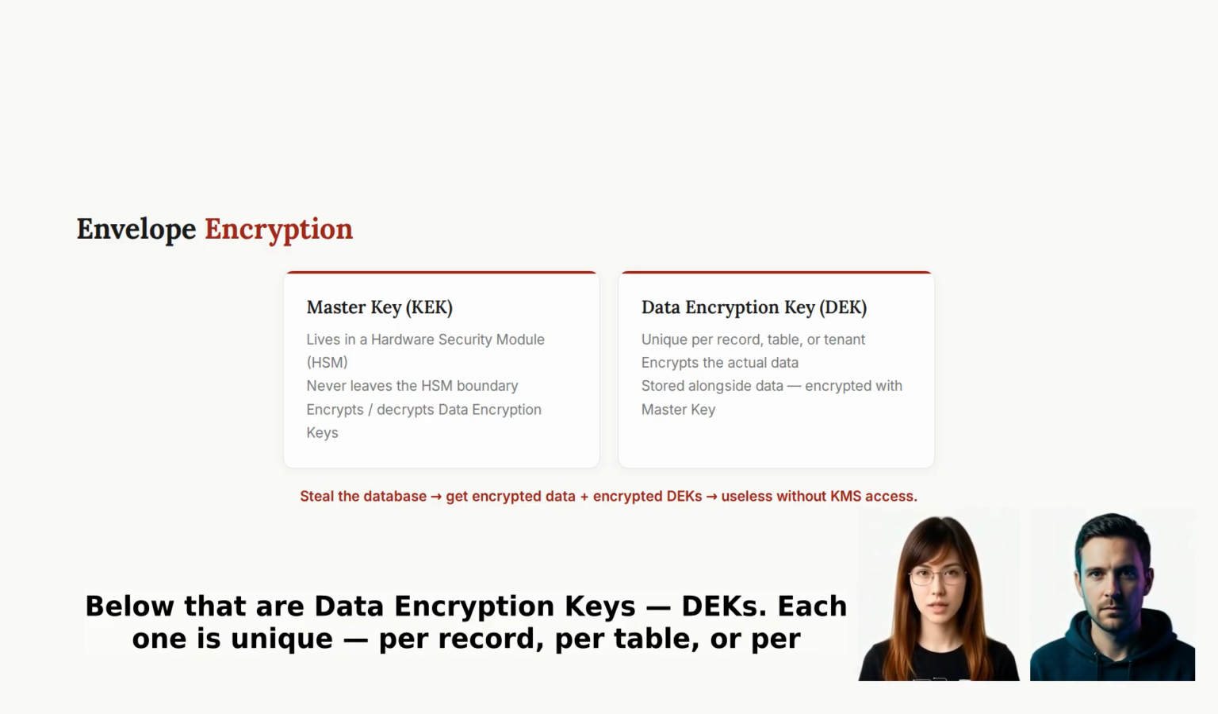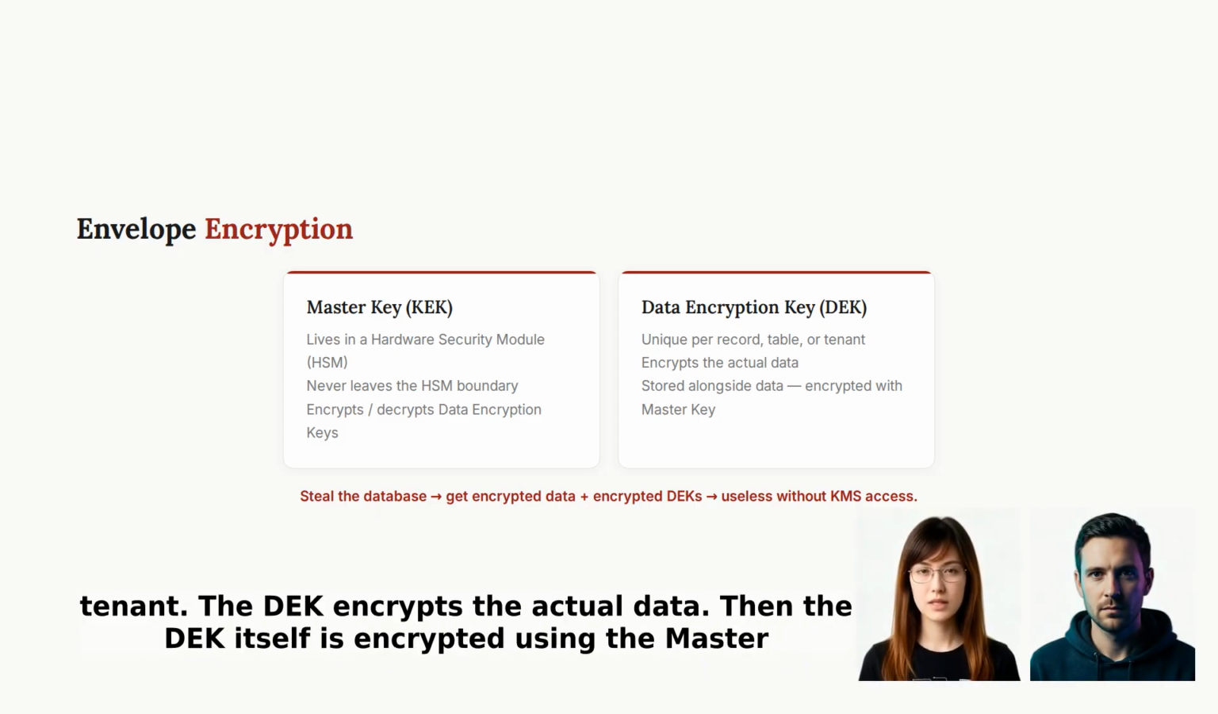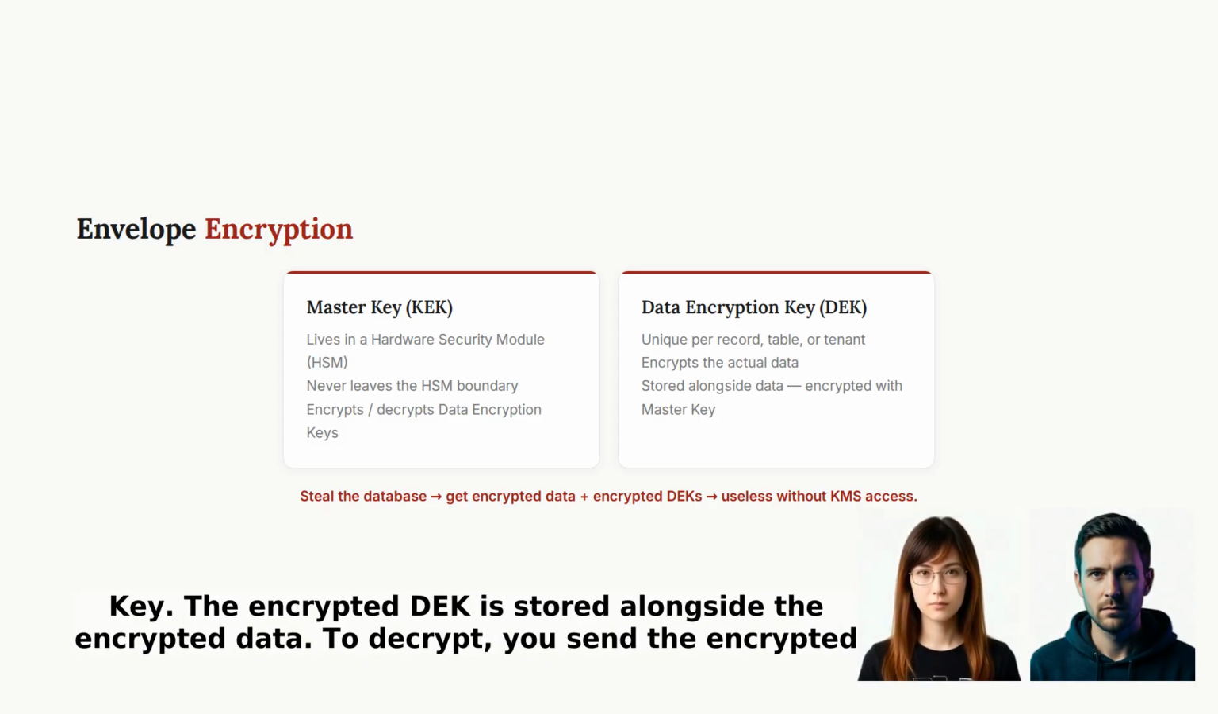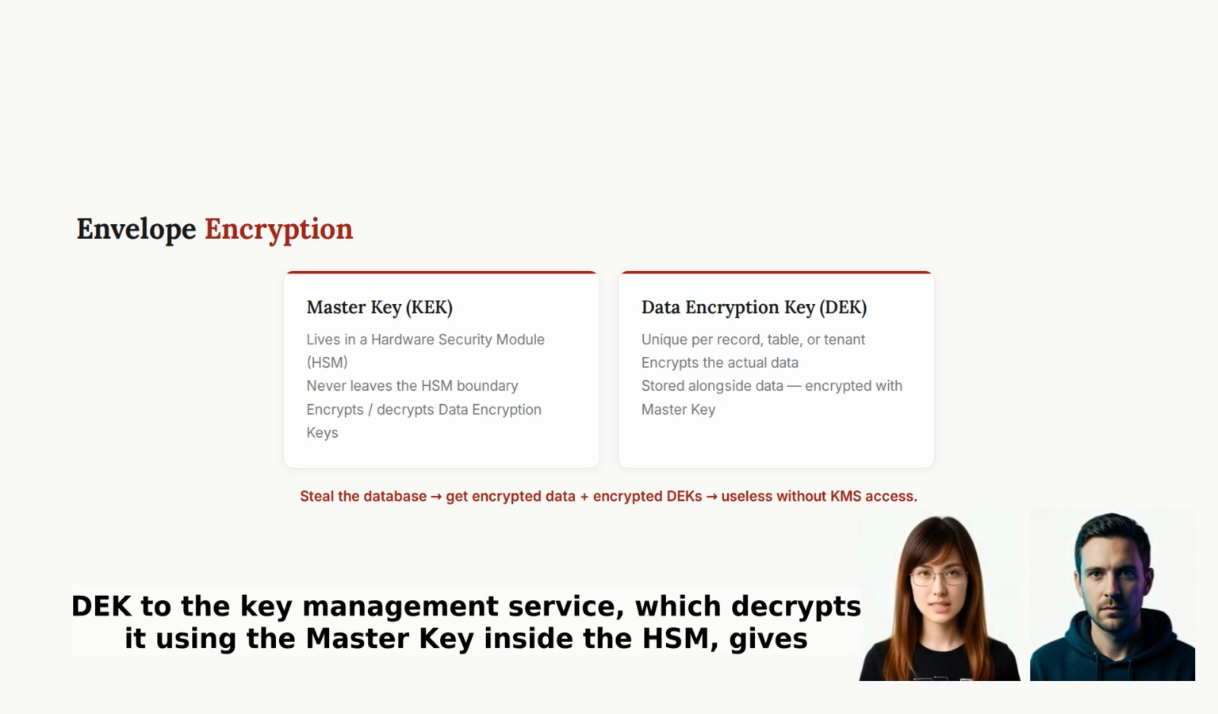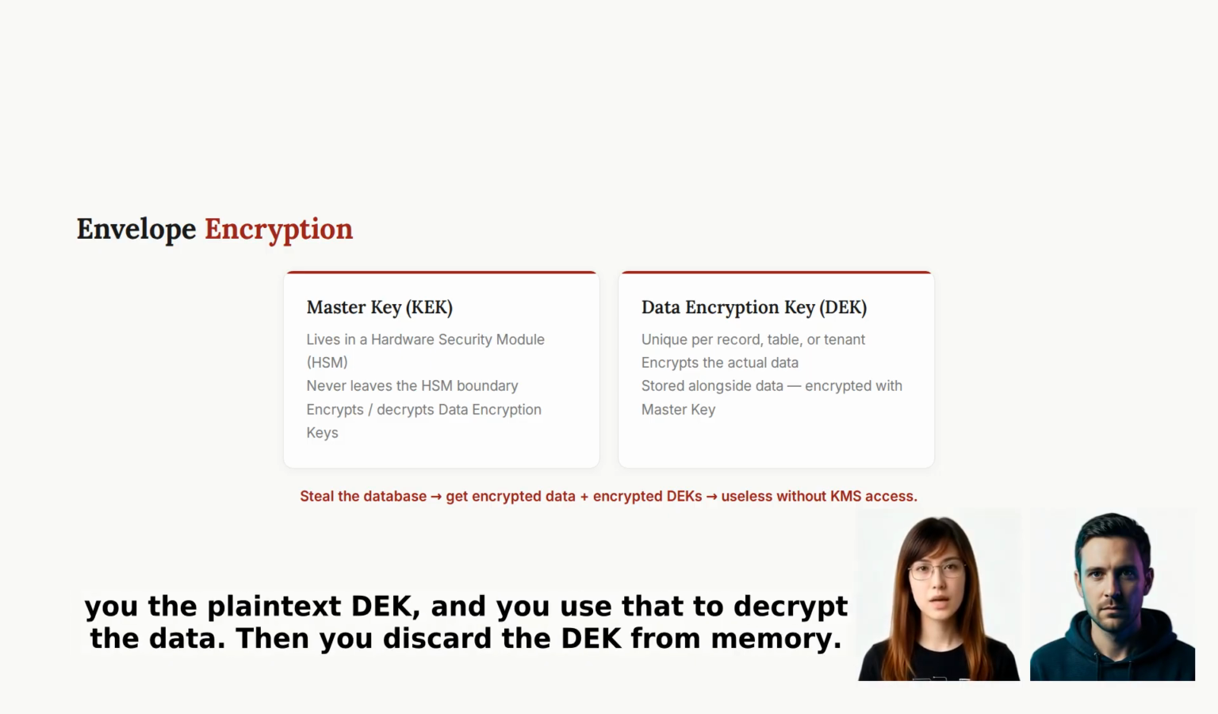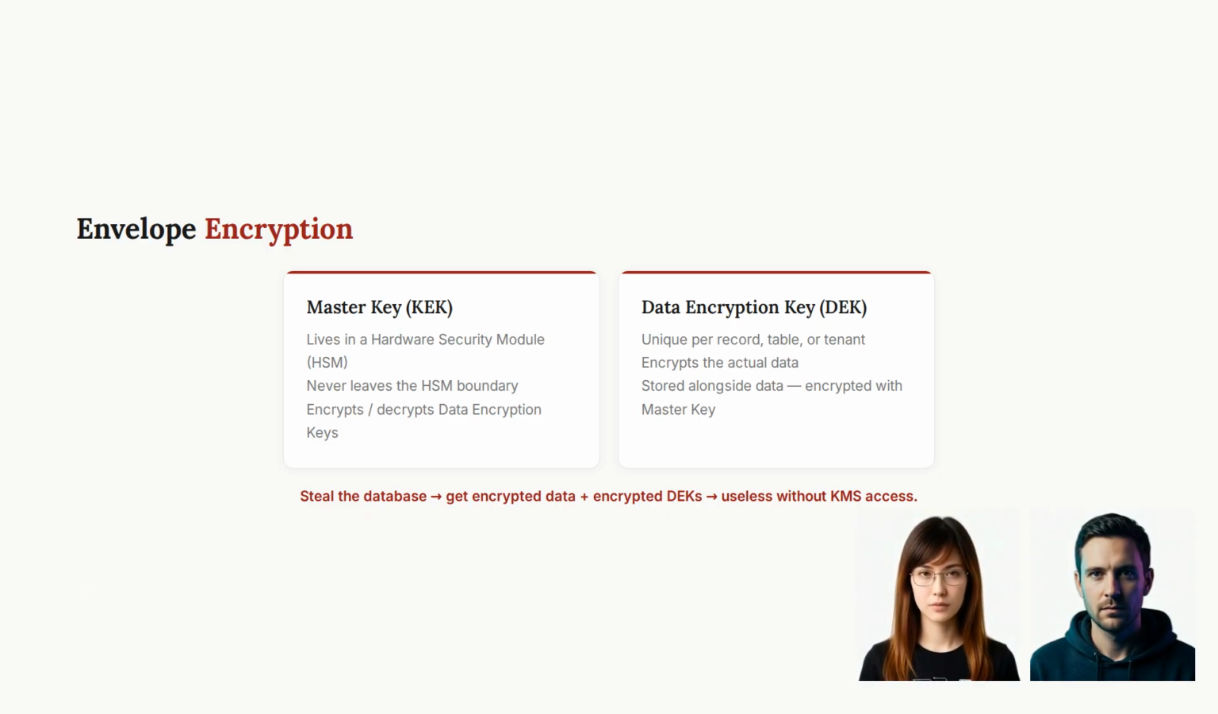Each one is unique, per record, per table, or per tenant. The DEK encrypts the actual data. Then the DEK itself is encrypted using the master key. The encrypted DEK is stored alongside the encrypted data. To decrypt, you send the encrypted DEK to the key management service, which decrypts it using the master key inside the HSM, gives you the plaintext DEK, and you use that to decrypt the data. Then you discard the DEK from memory.